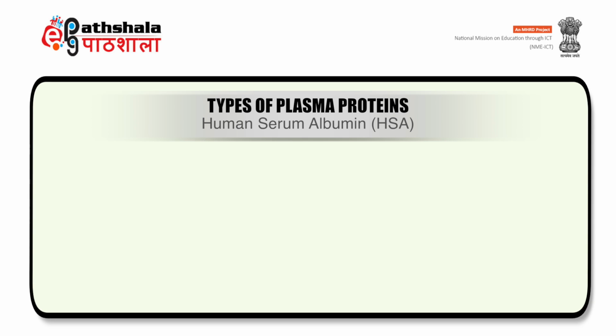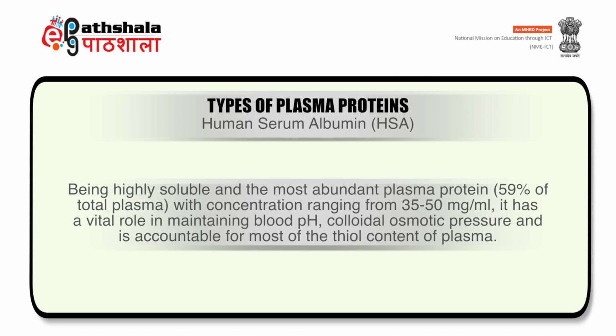The first is human serum albumin, also known as HSA. This is a highly soluble and the most abundant plasma protein with a concentration ranging from 35 to 50 milligram per ml. It plays a vital role in maintaining the blood pH, the colloidal osmotic pressure and is accountable for most of the thiol content of the plasma.